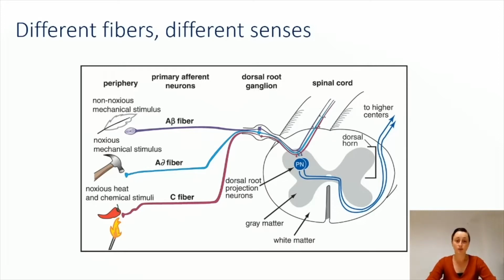Secondly, we have the A-delta fibers that primarily transmit information on noxious mechanical stimuli. They are also relatively fast, as opposed to the C fibers. They are the thinnest non-myelinated fibers that are primarily responsible for information on heat and chemical stimuli. Because these fibers are unmyelinated, they are relatively slow. So as you can appreciate, we have different types of fibers that have different functions.